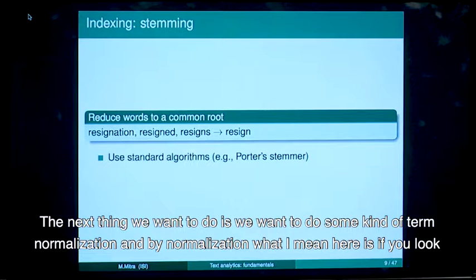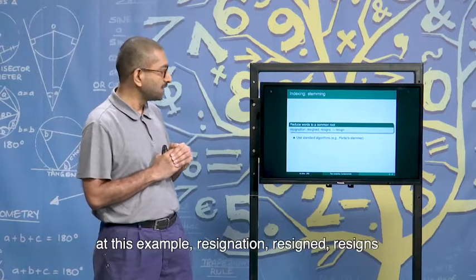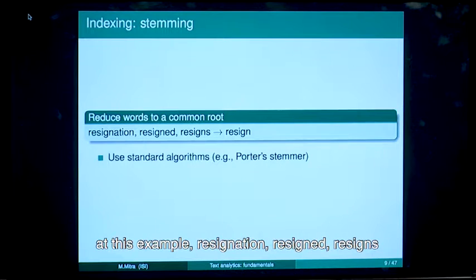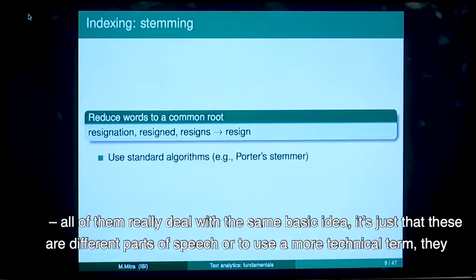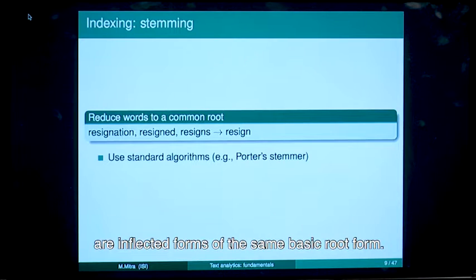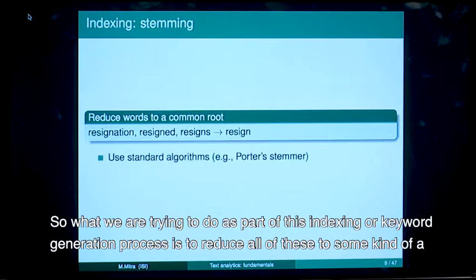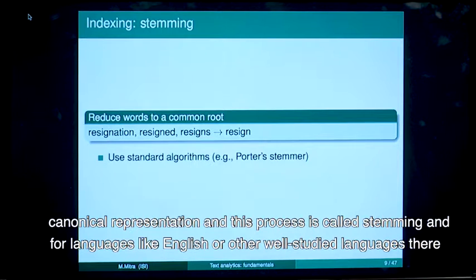The next thing we want to do is some kind of term normalization. By normalization, what I mean here is, if you look at this example, resignation, resigned, resigns, all of them really deal with the same basic idea. It is just that these are different parts of speech, or to use a more technical term, they are inflected forms of the same basic root form. So, what we are trying to do as part of this indexing or keyword generation process is to reduce all of these to some kind of canonical representation, and this process is called stemming.